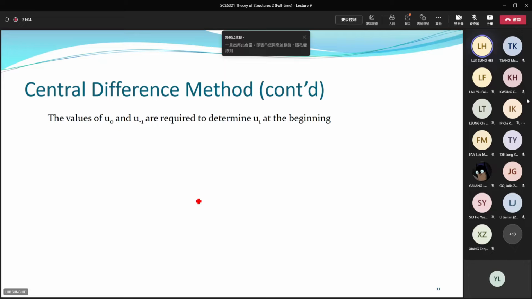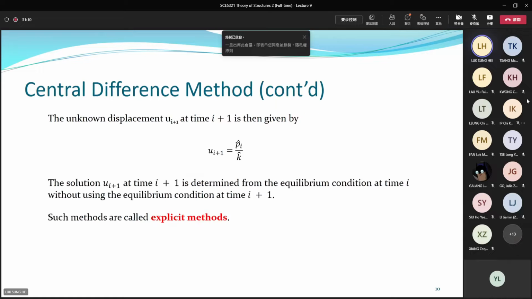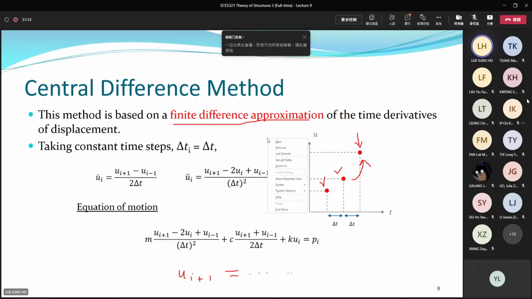But to use this method, you have to pay great attention at the beginning, at time equal to 0. When you go back to the previous picture here, suppose this is U1, this is U0. According to the central difference method, you need 2 previous time steps to predict what happened on the next. If you want to find out U1, then you need U0, and you also need to know one special term called U minus 1. What happened before time 0? How to find out u minus 1?